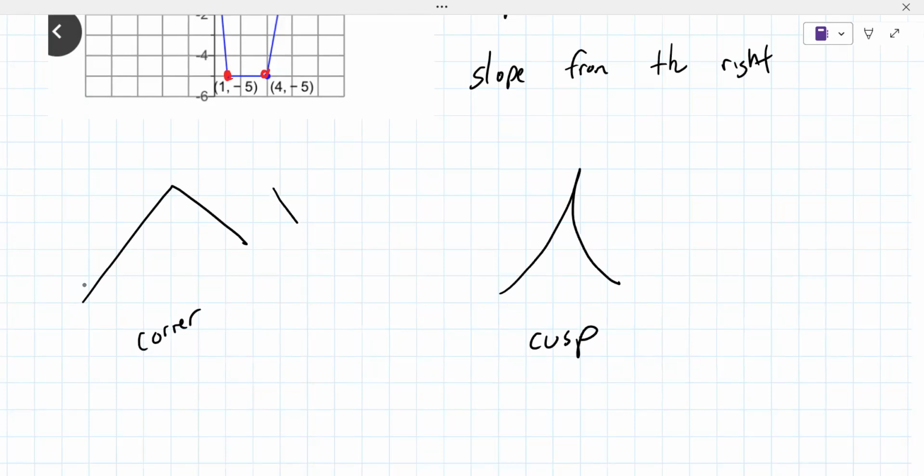So, the corners can come in a variety of forms. They're more like that. And the same with the cusp. It could look like that as well. Okay. Any questions on that? No.